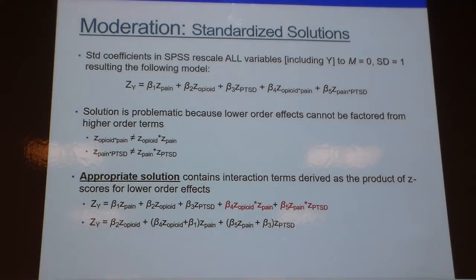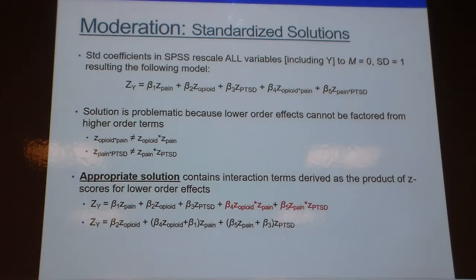What you're going to need to do is take all of your first order variables. In this case, it would be functioning, pain, opiate use, and PTSD. You would need to calculate Z-scores for all of those. And then you would need to take the Z-scores for your interaction terms. So here you need to take the Z-score for opiate use, the Z-score of pain, and multiply those to create a new Z-score of your interaction, right?